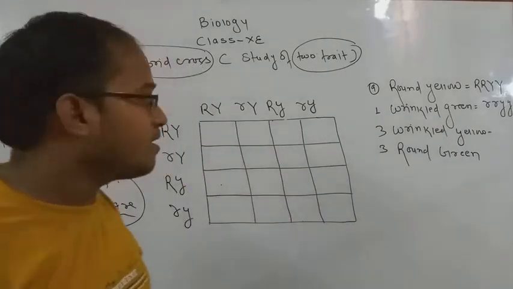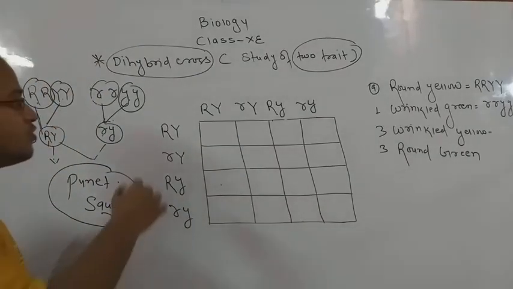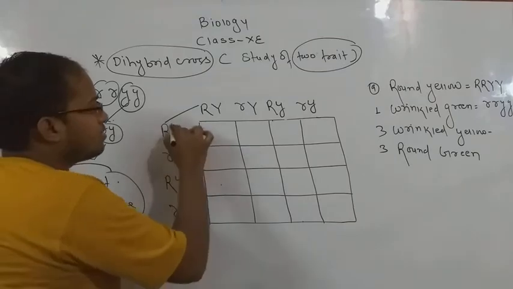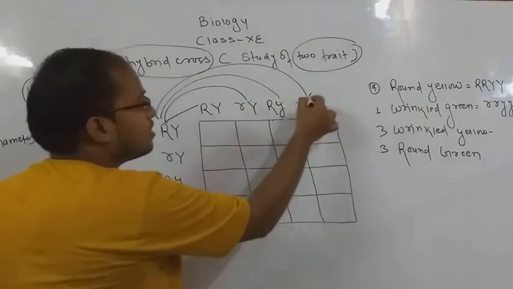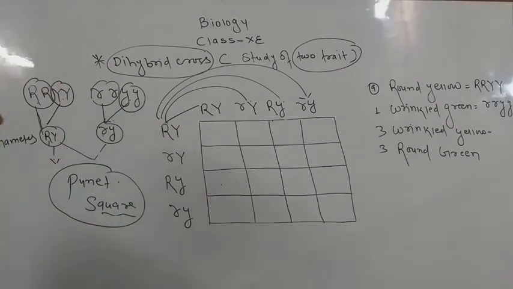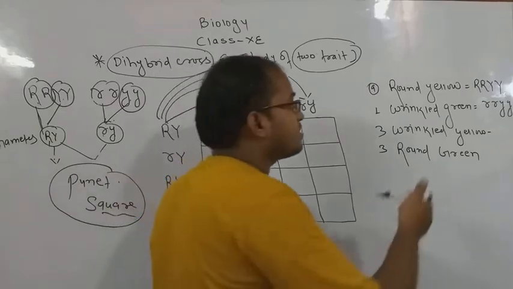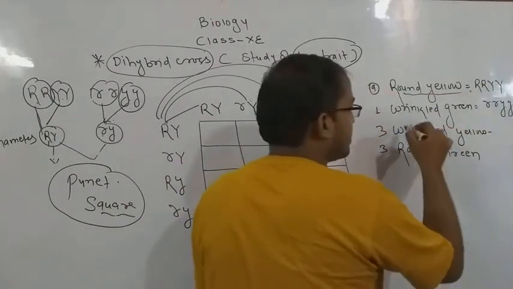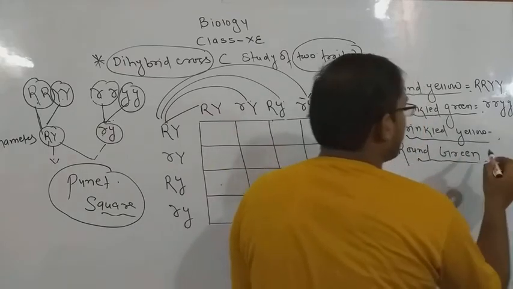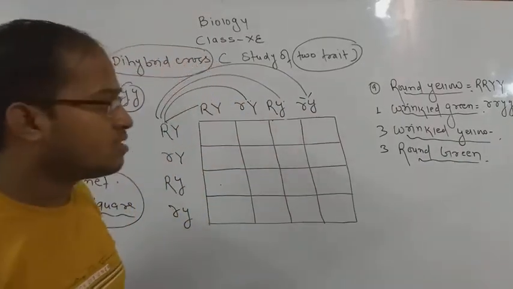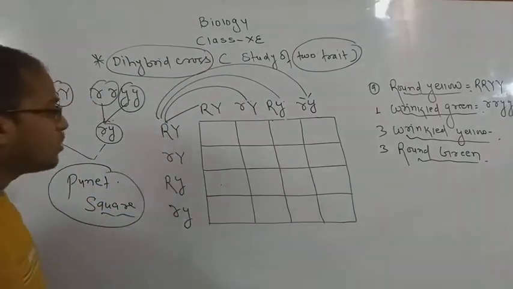So here Mendel used two different types of traits, by doing a cross between them. After crossing, they get different types of traits: round yellow, wrinkled green, wrinkled yellow and round green. Round green means a different type of trait occurs after crossing in this Punnett square.